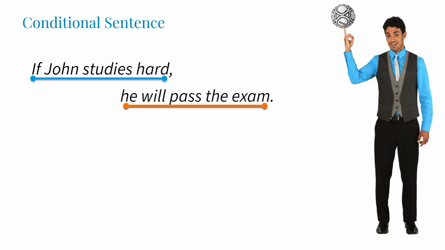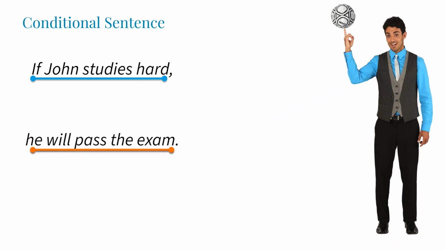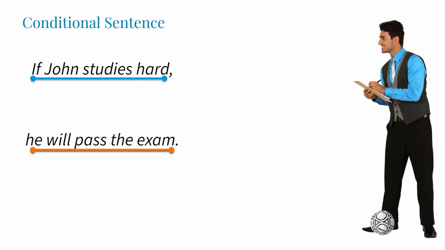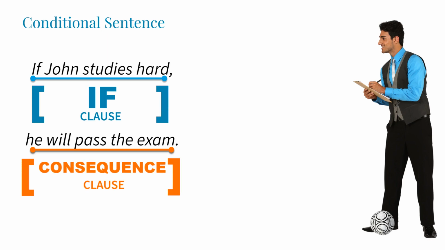The second part describes what will happen if John does in fact study hard. In other words, it describes the consequence of John studying hard. We'll call the first part the if clause and the second part the consequence clause.